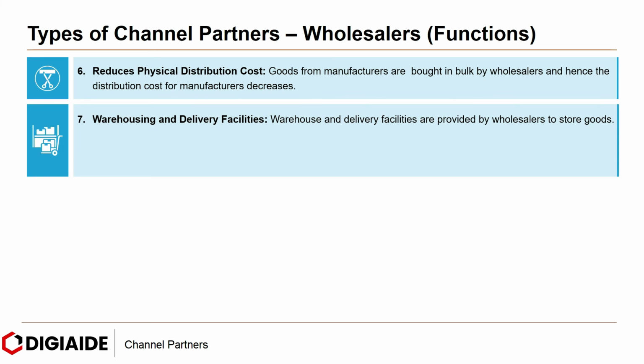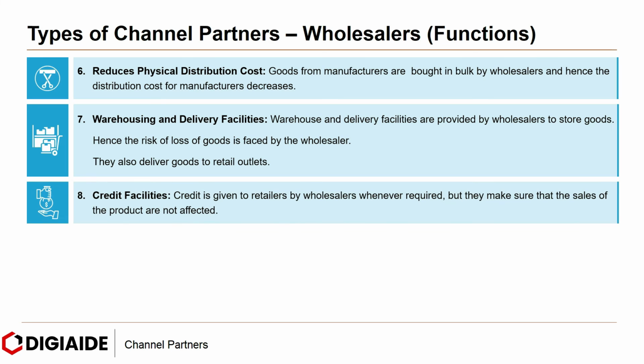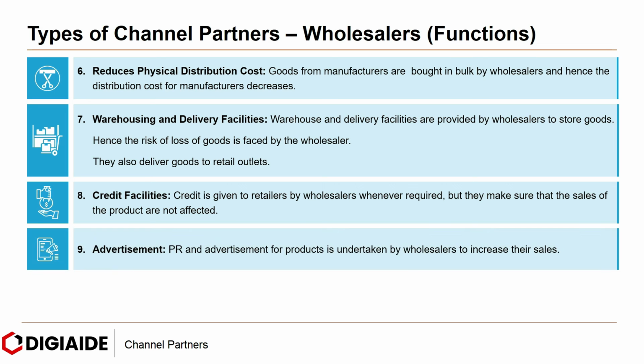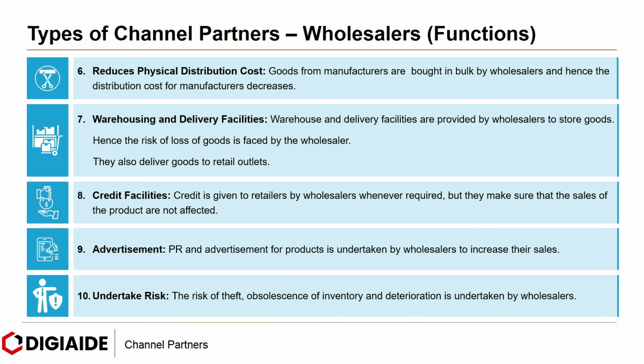They also help in warehousing and delivery facilities. Warehouse and delivery facilities are provided by wholesalers to store goods. Hence the risk of loss of goods is faced by the wholesaler. They also deliver goods to retail outlets. Next, credit facilities. Credit is given to retailers by wholesalers whenever required, but they make sure that the sales of the product are not affected. Ninth, they also help in advertisement. PR and advertisement for products is undertaken by wholesalers to increase their sale. And finally, the entire function of the wholesaler also depends on undertaking risk. The risk of theft, obsolescence of inventory, and deterioration is undertaken by wholesalers.